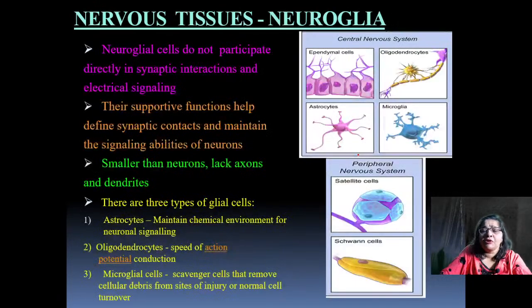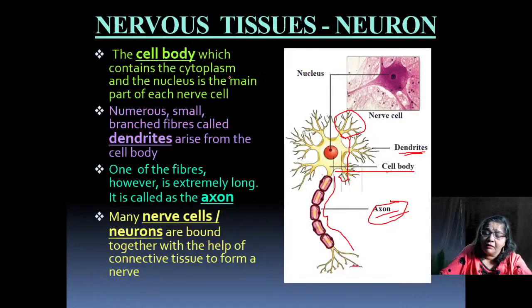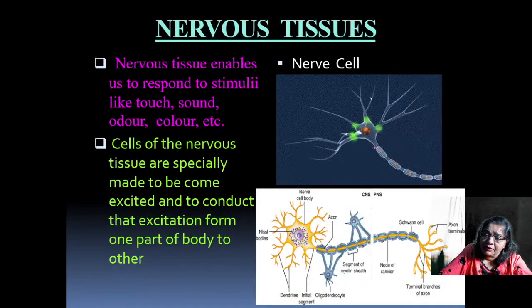Now let us talk about the other type of nervous tissue, the neuroglia. The neuroglial cells do not participate directly in synaptic interactions and electrical signaling, right? So you all know that neurons help in transporting or conducting the nerve impulses like this. Can you see here? You can see a nerve impulse being conducted through this neuron here, isn't it?